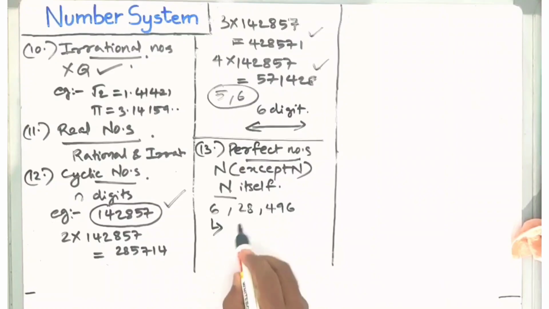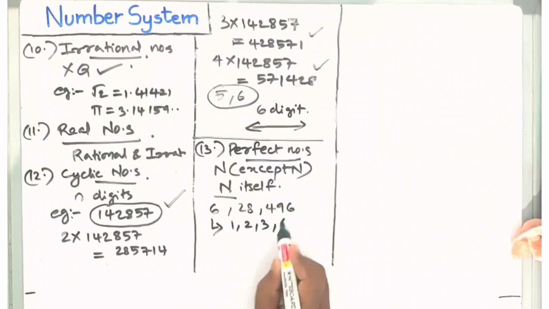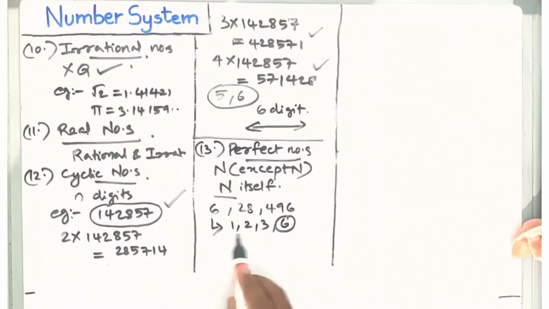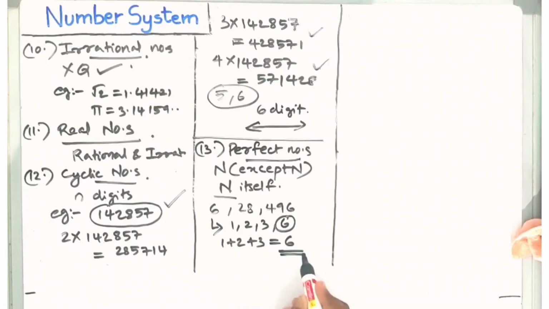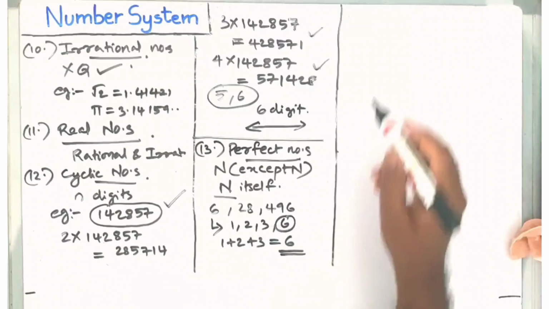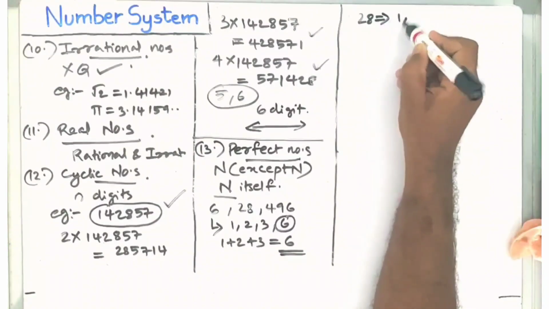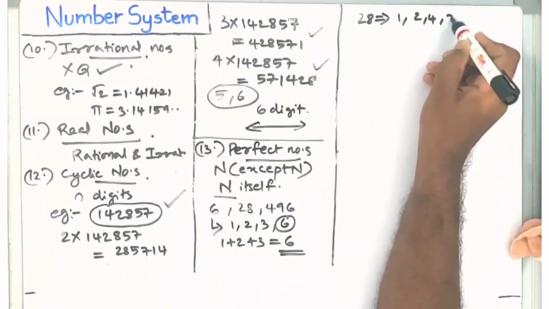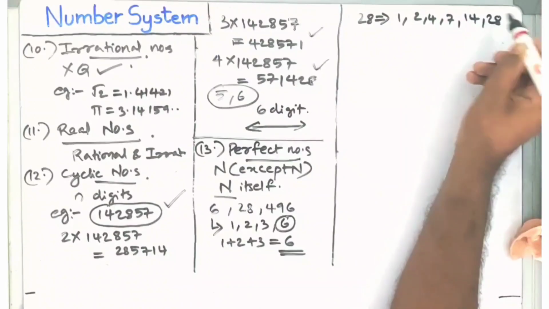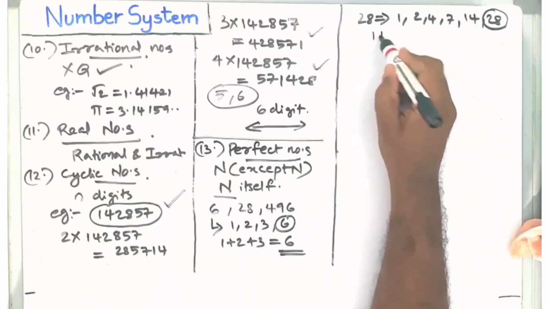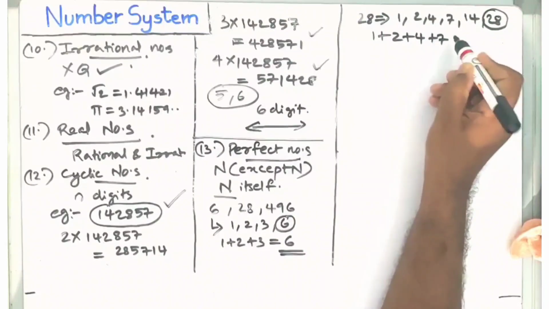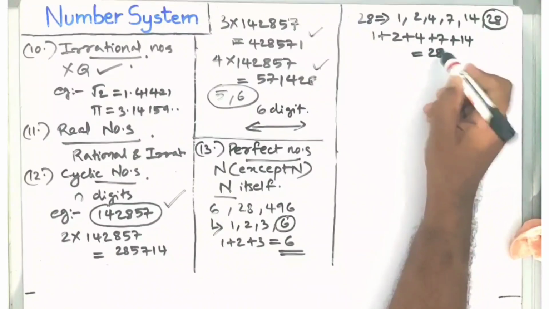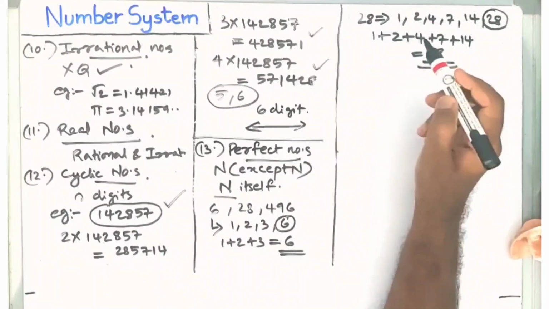In the case of 6, it has the factors 1, 2, 3, 6. Without 6, sum up the factors, we will get the answer 6, so 6 is a perfect number. In the case of 28, the factors of 28 are 1, 2, 4, 7, 14 and 28. Without 28, the sum will be 1 plus 2 plus 4 plus 7 plus 14 is 28. So 28 is a perfect number.